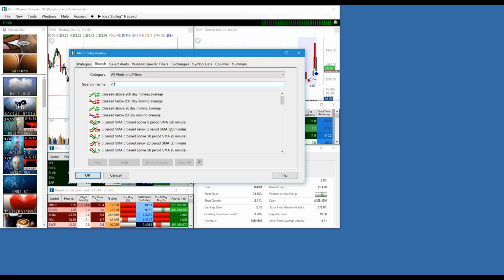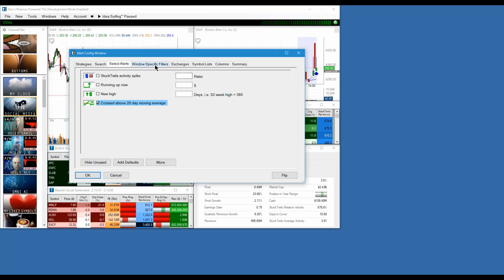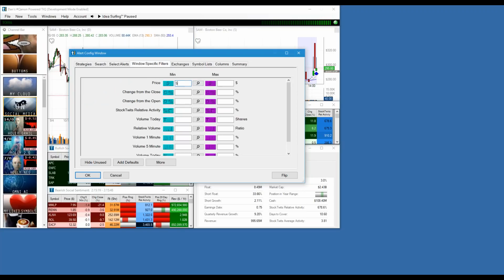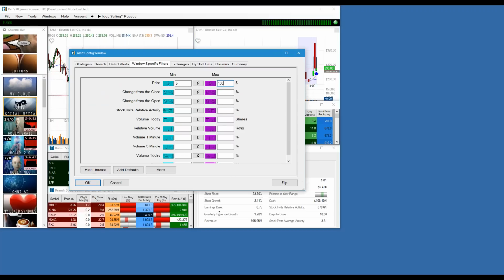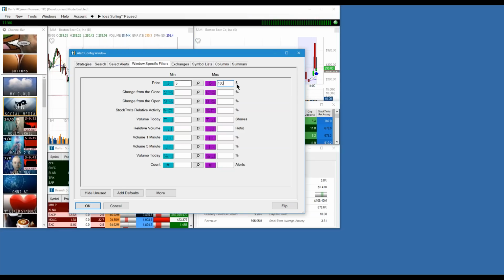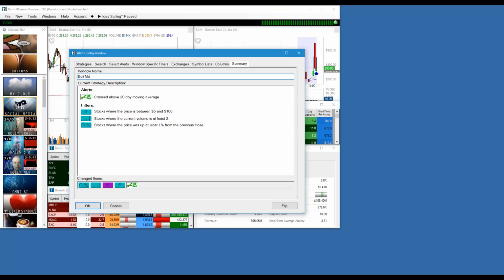So let's look at the 20-day moving average cross. This is a common way to just test ideas. Here I have stocks between $5 and $100. I want the relative volume, meaning at the time that the alert happens, to be 2 times as much, and the percentage up move to be a minimum of 1%. So it's kind of what Scott was talking about, but generally it's a positive move.